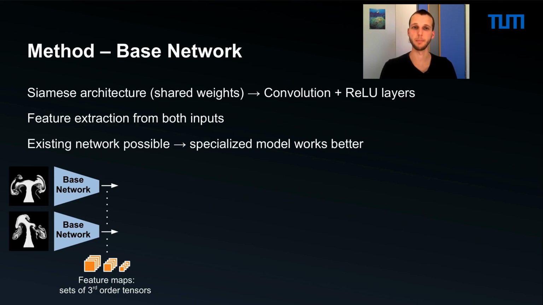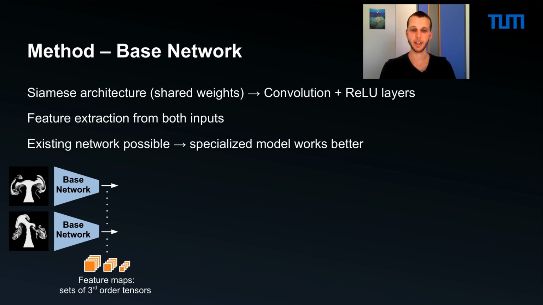So how can we learn a model that actually computes these distances for us? As mentioned before, we start with a Siamese architecture, so shared weights, that consists of several convolution plus ReLU layers. The goal of the base network is to extract several features from the inputs, for example, edges or corners or certain shapes, that can then be processed later on. It is possible to use a vision-based network here, for example, AlexNet or VGG, but as they are using a different data distribution, we found that training a specialized model for this purpose works a lot better.